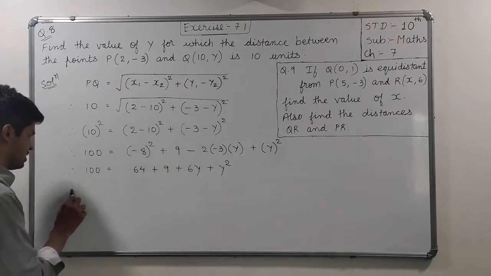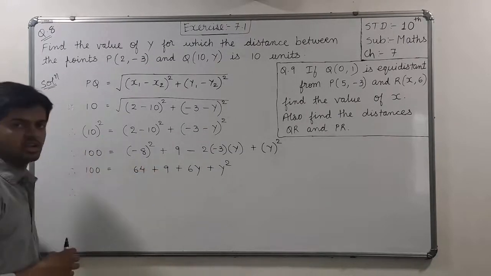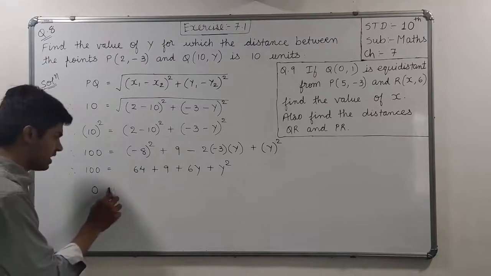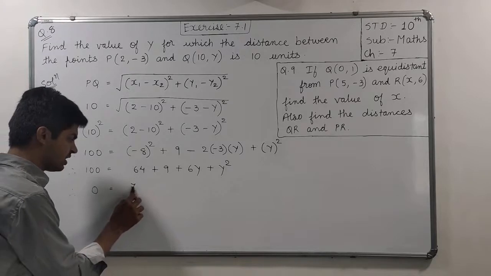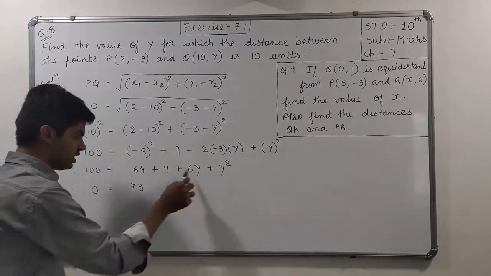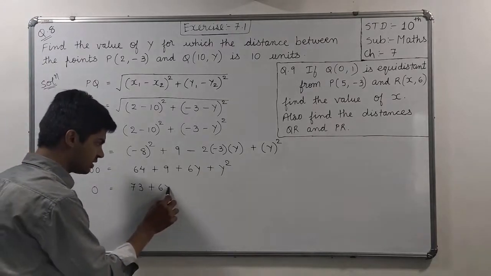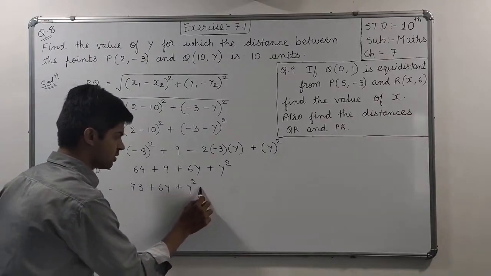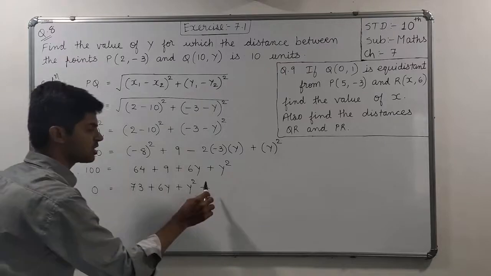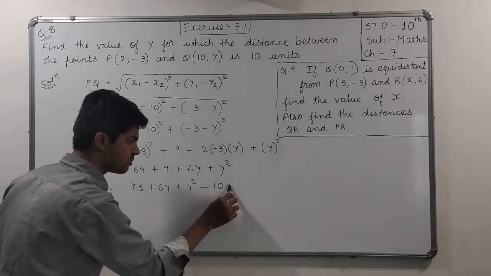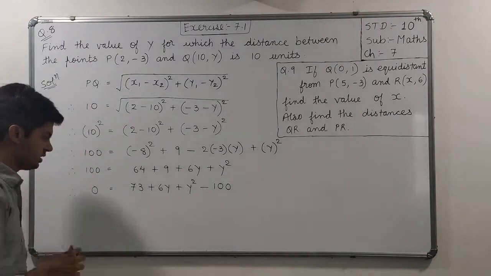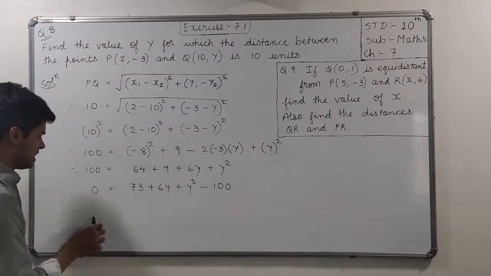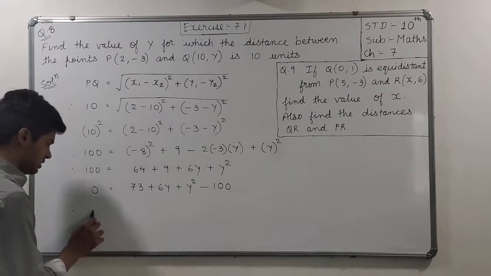73. Okay. Now this 100 will come to this side. Then it will become minus. So यहाँ पे क्या रह जाएगा? कुछ नहीं. So 0 आएगा. So 73 plus 6y plus y square minus 100. Now this 100 will come to the right side and it will become minus. So minus 100. Now let us arrange this equation. Right? Then what will happen? 0.